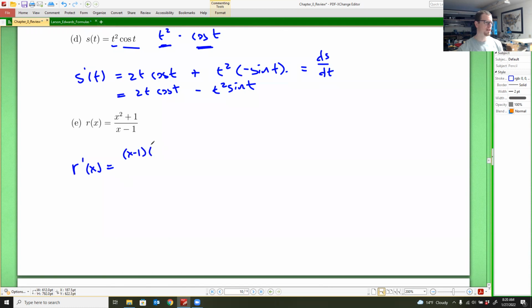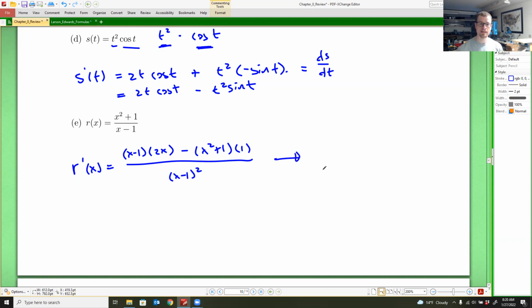x minus 1 times the derivative of the numerator, which would just be 2x, right? Derivative of x squared is 2x, derivative of 1 is 0, minus, now the numerator, x squared plus 1, times the derivative of the denominator, which is derivative of x is 1, derivative of negative 1 is 0. So just 1, divided by the square of what's below, x minus 1 squared.